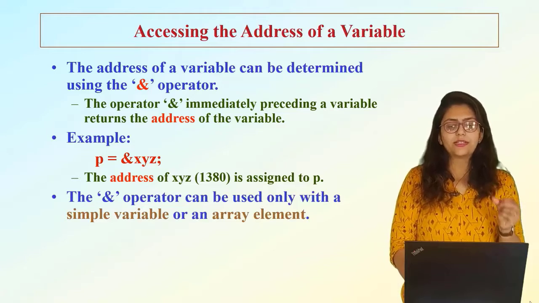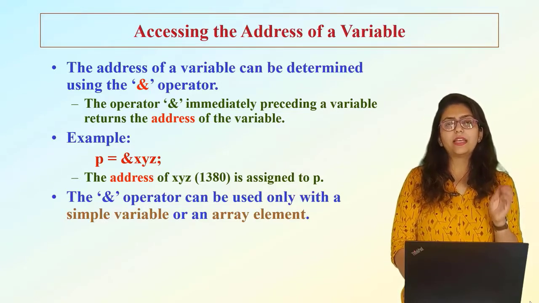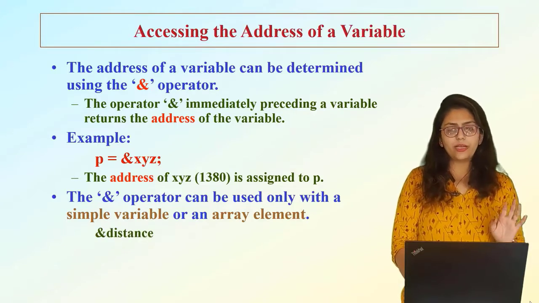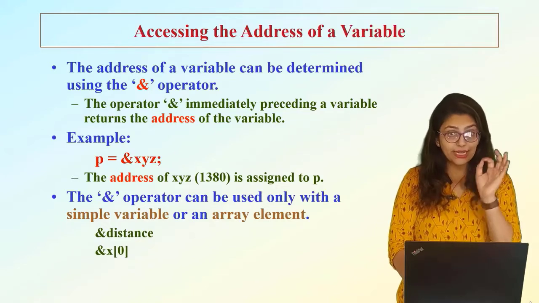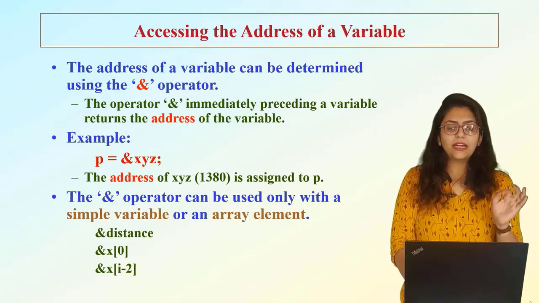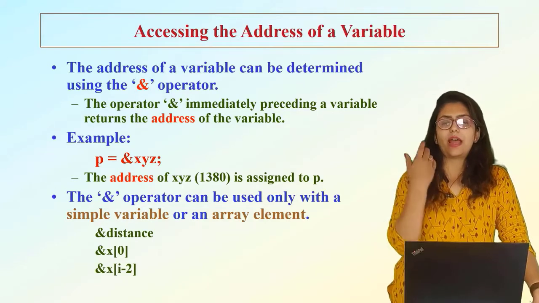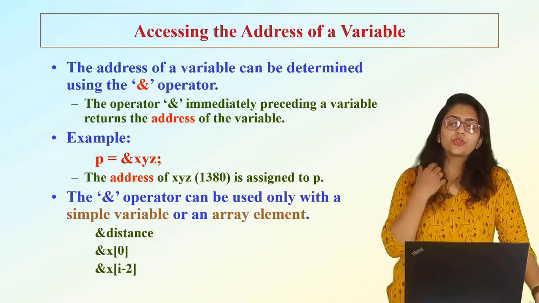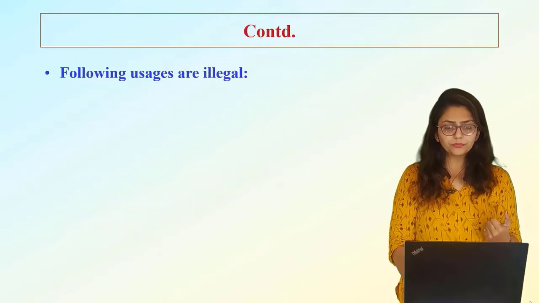The & operator can be used only with a simple variable or an array element. You can also use the & operator with an array element, the array name and then the index, right? We are going to see it, so don't worry. So you can write &distance, then &x[0], where an array element is used, and &x[i-2], or &x[i+2], something like that, right? So this is how you can access the addresses for pointers.